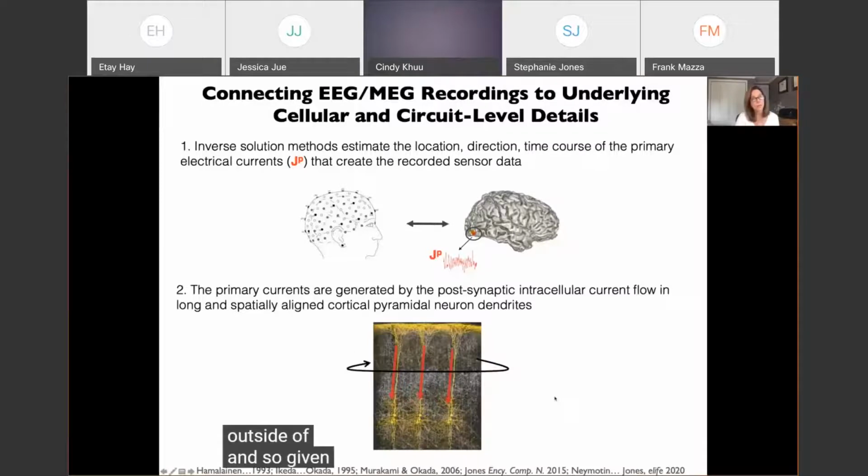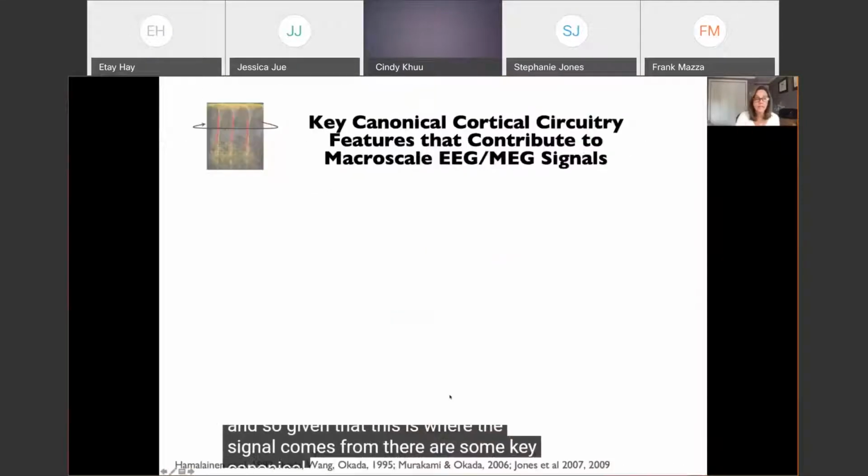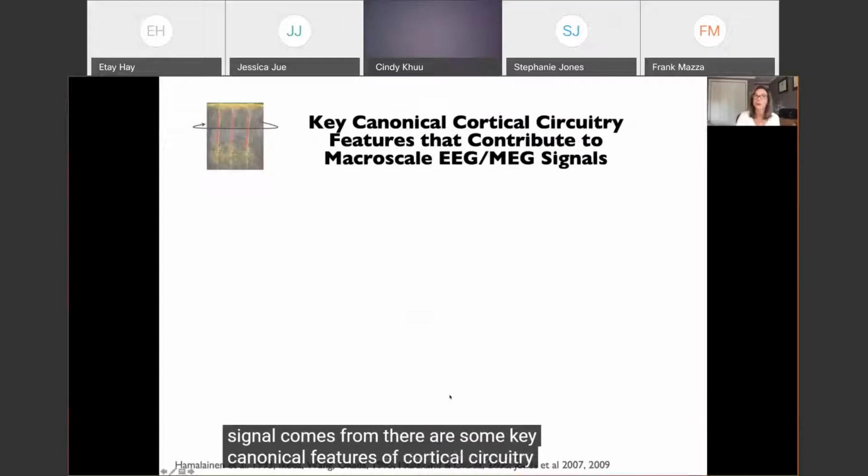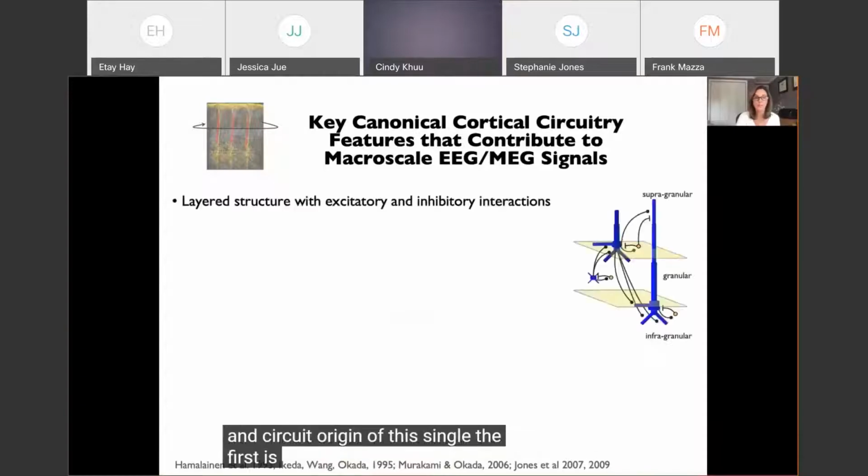Given that this is where the signal comes from, there are some key canonical features of cortical circuitry that we have to take into account in our modeling in order to study the cellular and circuit origin of the signal. The first is that the cortex is a layered structure. There are excitatory and inhibitory neurons in supragranular and infragranular layers that are synaptically coupled, including these pyramidal neurons in supragranular and infragranular layers that have these long apical dendrites that extend to the layers.